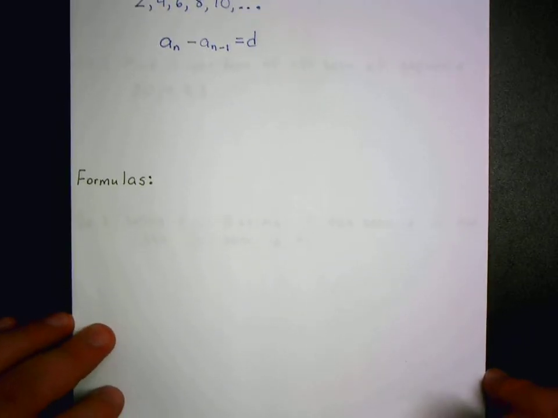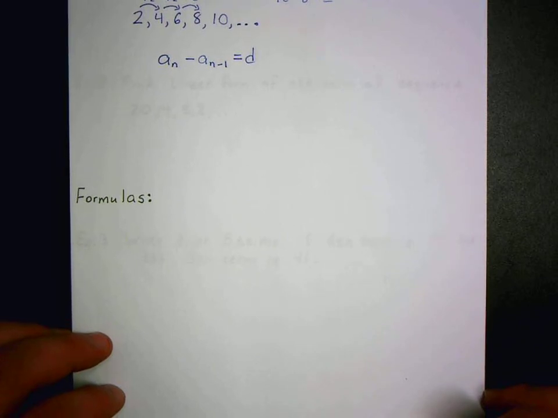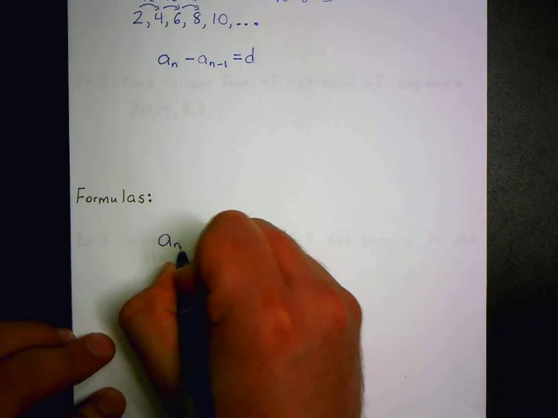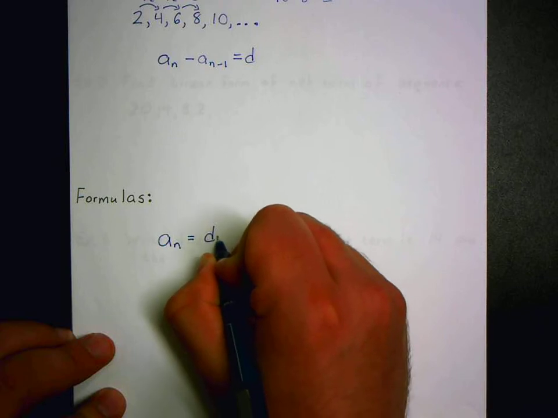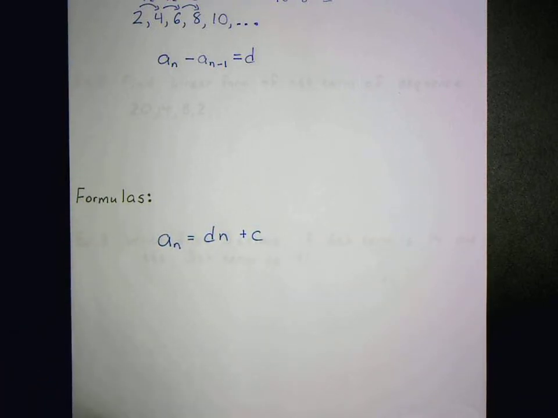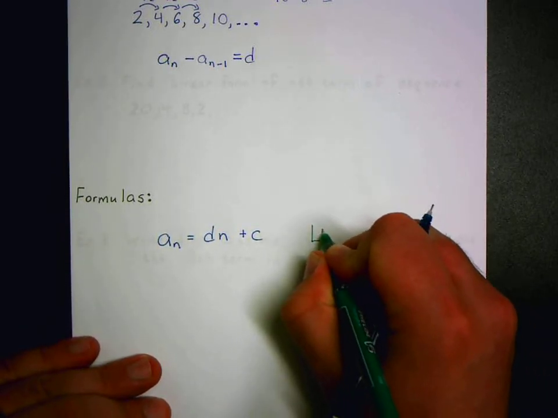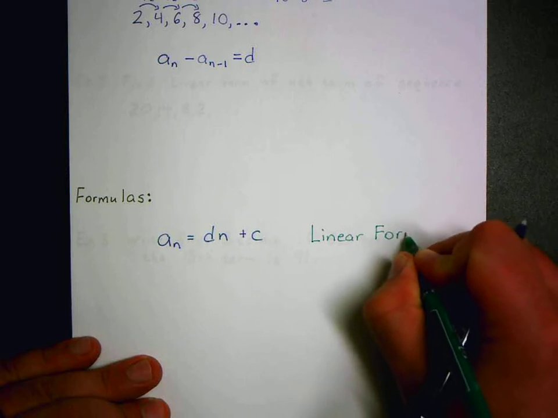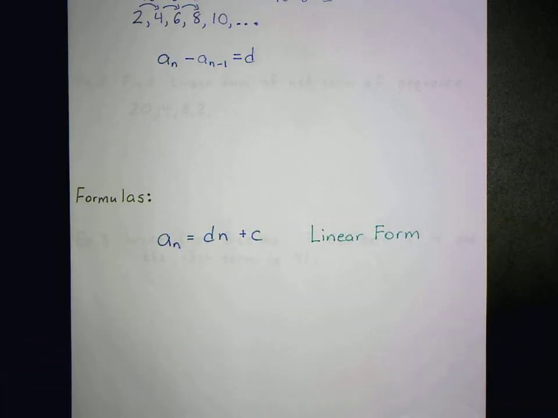And a nice thing about arithmetic sequences is they're always linear. So I have a nice formula for it. And that's considered the linear form. It's linear form because that's the same equation for a line. You just put a y in for an and an x in for the n, and you have y equals mx plus b, pretty much.